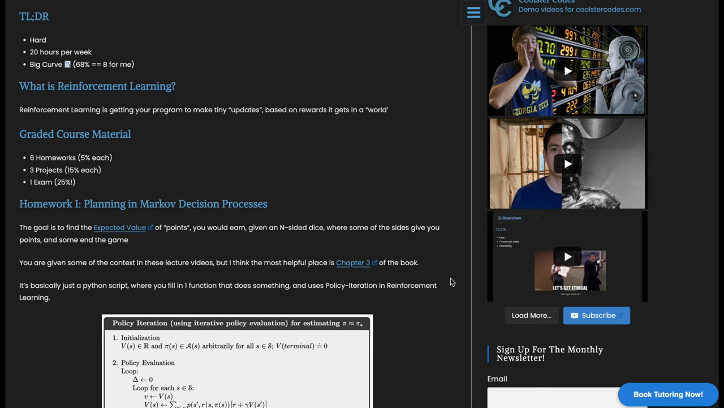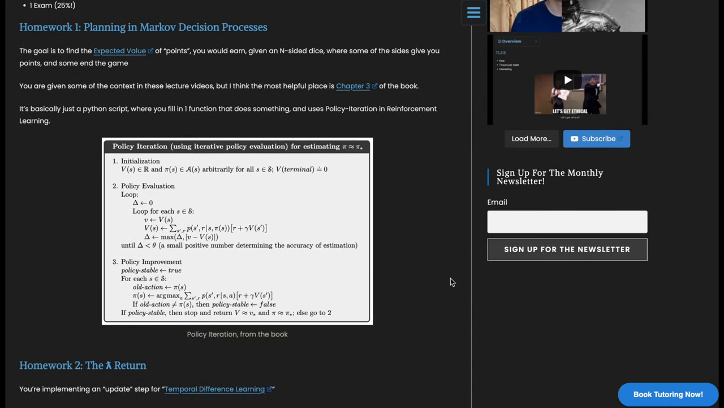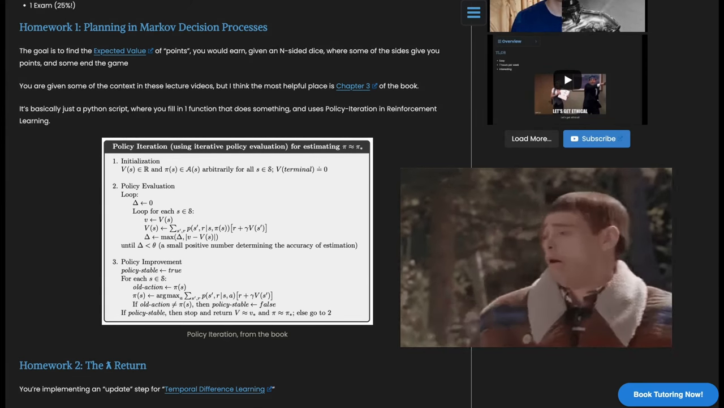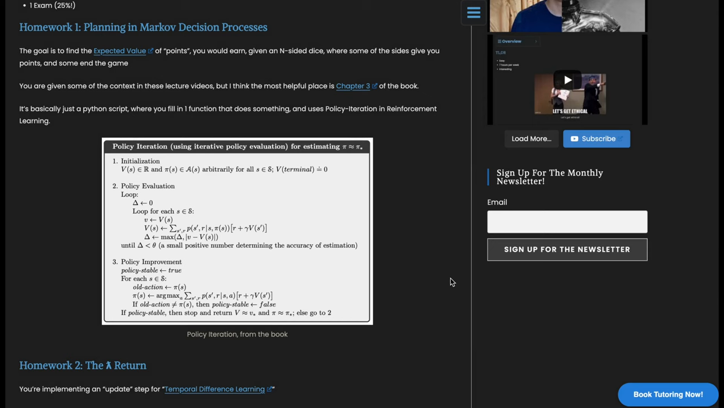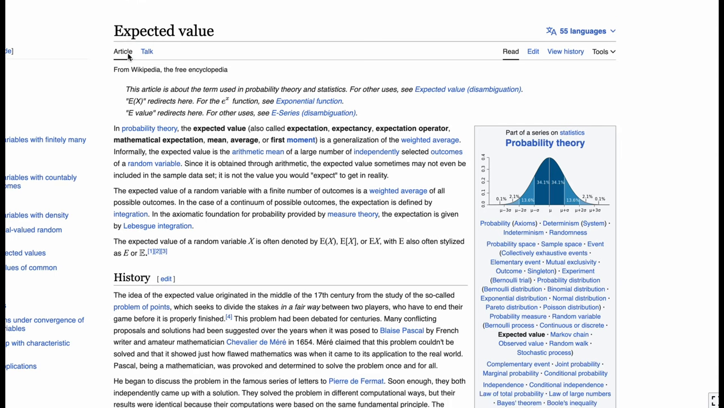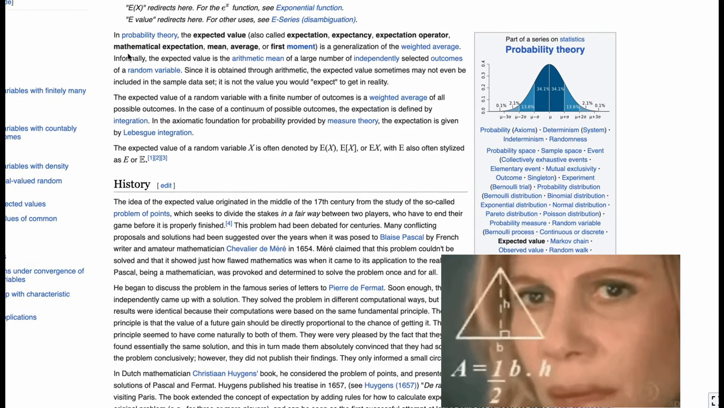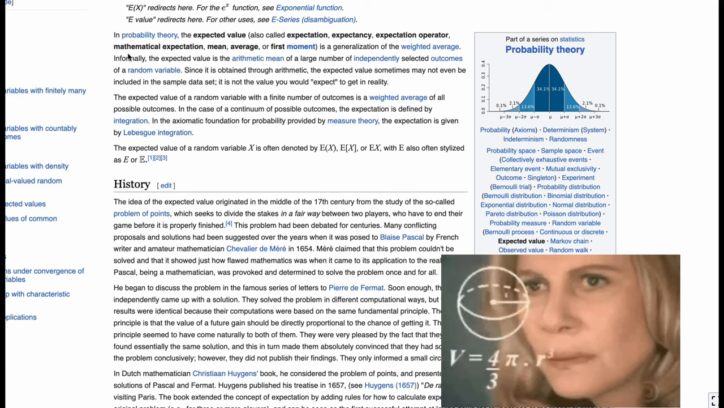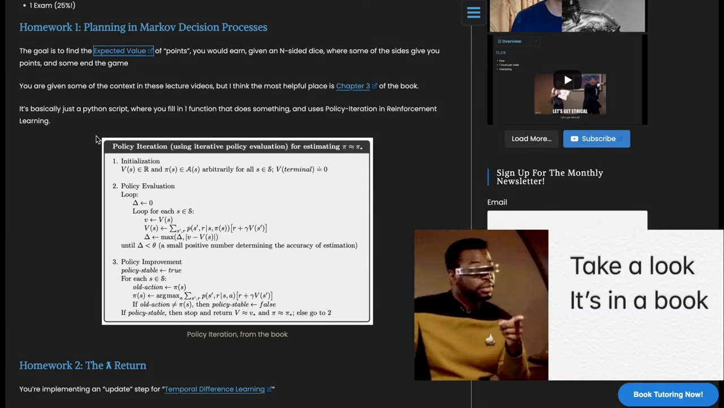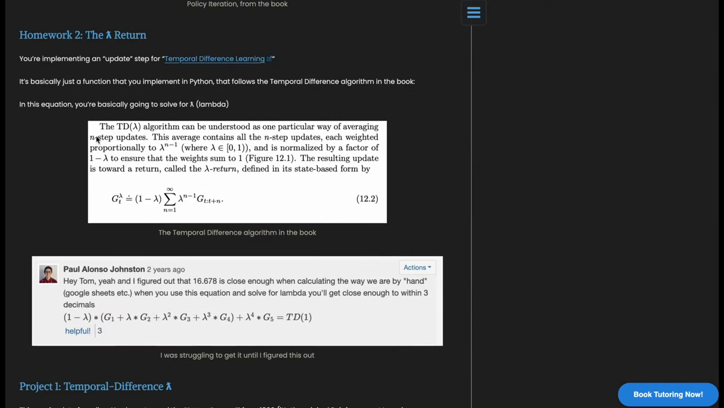So let's talk about homeworks really quick. So the homework one is basically implementing this thing called a Markov decision process, which you find the expected value of points that you would get when you roll a certain die. And the die has like a specific probability of each side being rolled. It's a little tricky. I mean, they give you the algorithm in the book, and you're basically just supposed to code it up.